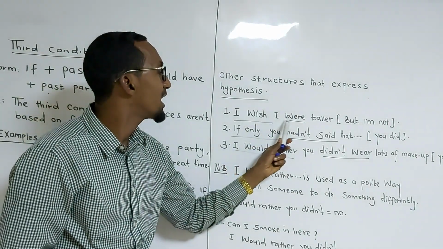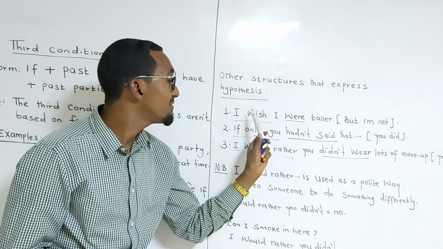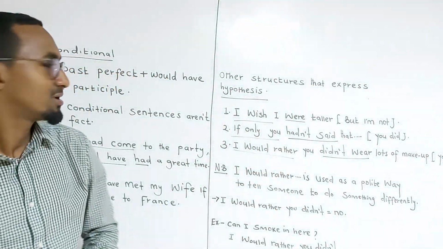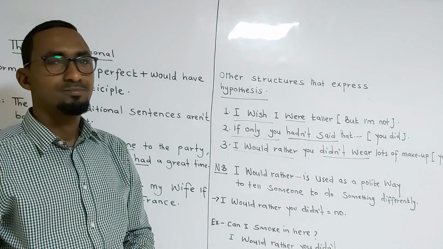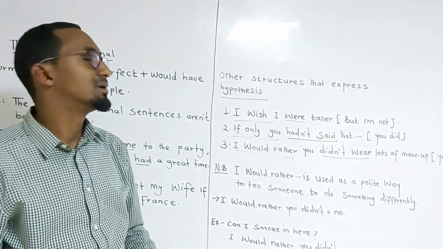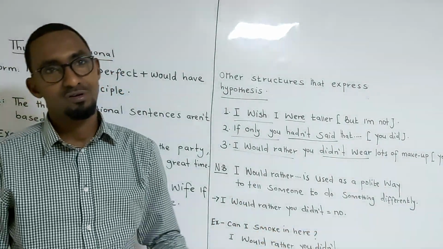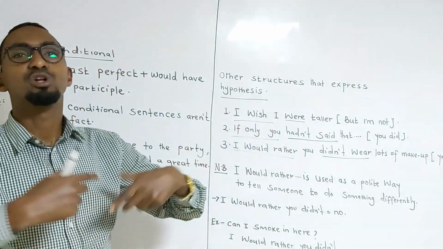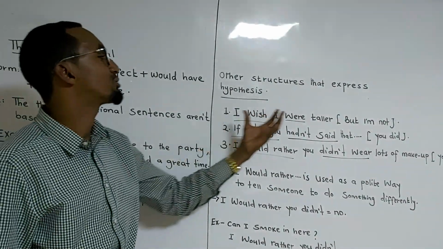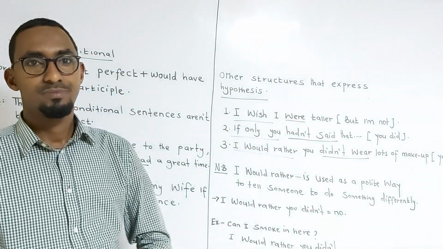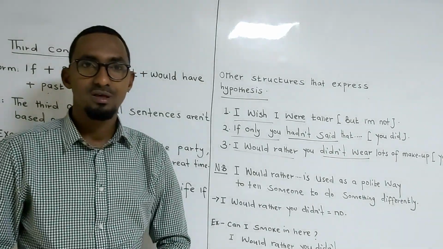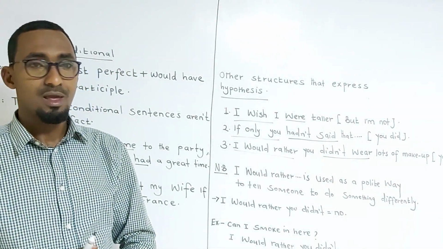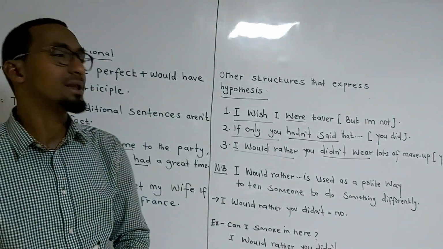I wish I were taller. Whenever we use I wish, then we have to use the past simple. I wish I were taller. But what is the meaning? It means I'm short. It's not based on fact. I wish I were taller. It means, but I'm not. You see? I wish I were a prime minister. You can also say like that. I wish I were a policeman.